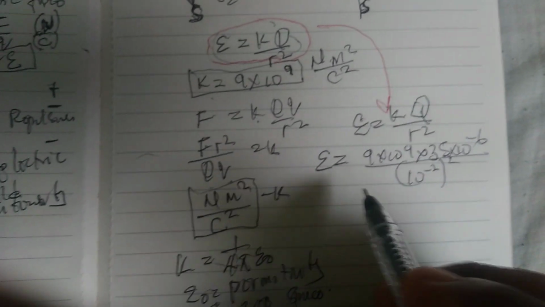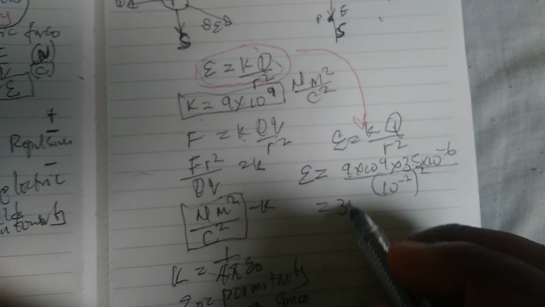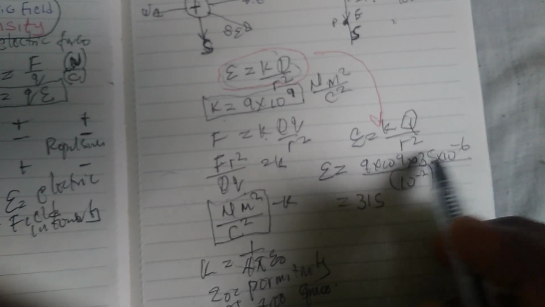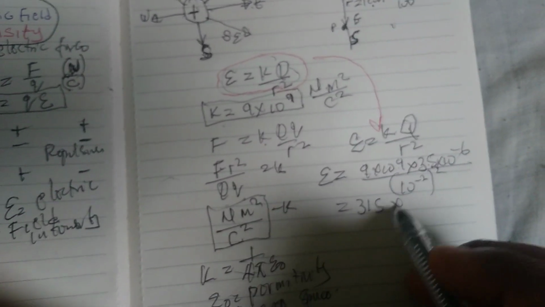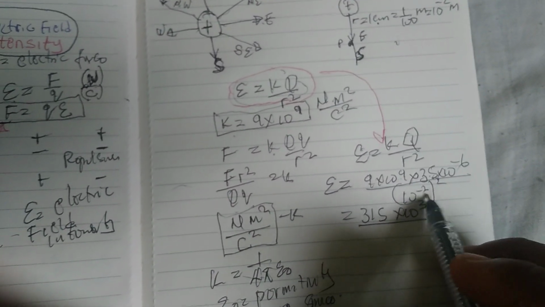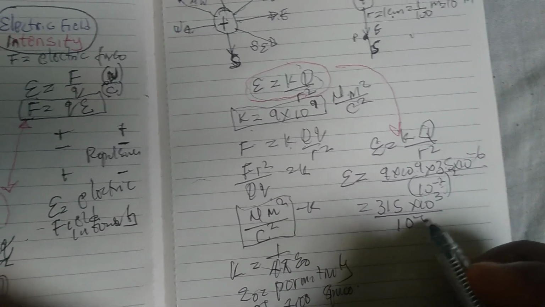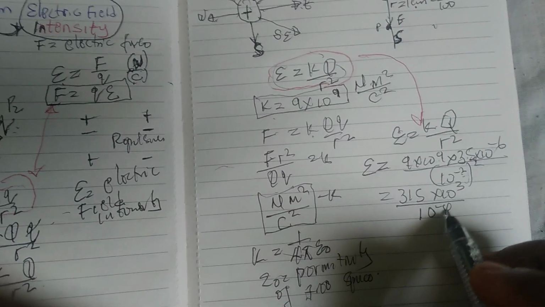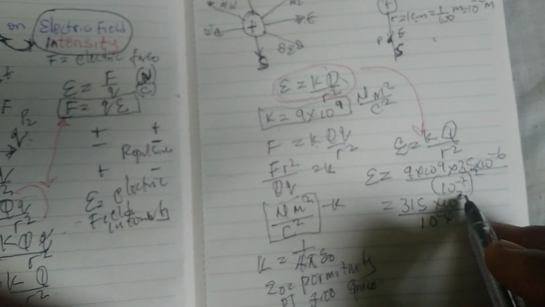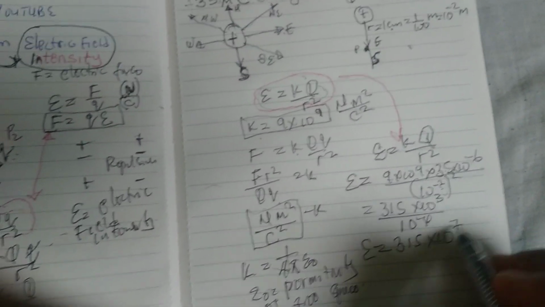Now, I can simplify this. 9 times 35 is 315. From law of indices, 10 raised to 9 times 10 raised to minus 6, that's plus 9 minus 6, that's plus 3. So that's going to give us 10 raised to plus 3. Divided by, from law of indices, when we have a bracket, we multiply the power. Minus 2 times 2 will give us minus 4. So this gives us 10 raised to minus 4. From law of indices, when you are taking a negative power upward, it becomes positive. So that means we are going to add 3 to 4. 3 plus 4 gives us 7. So I'm having my E to be 315 times 10 raised to 7.